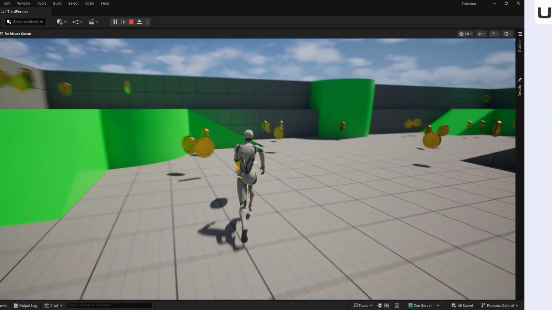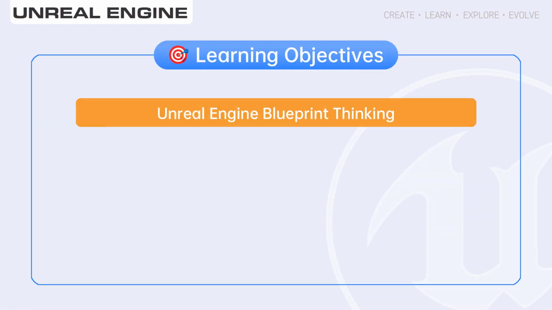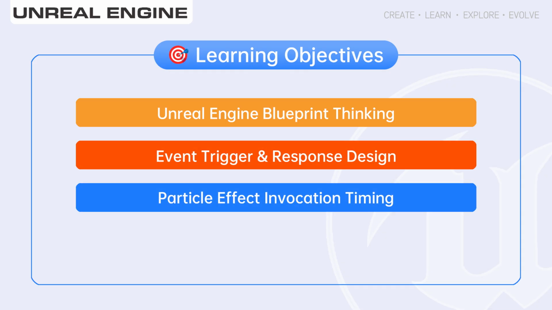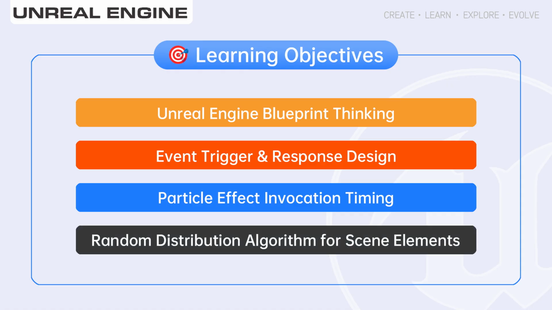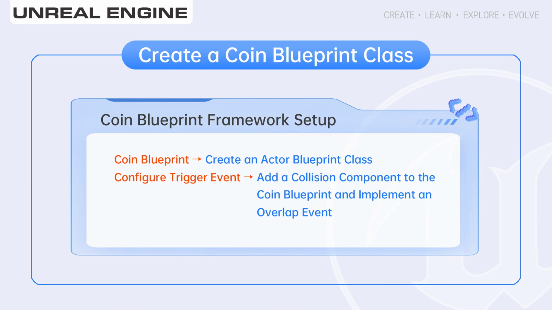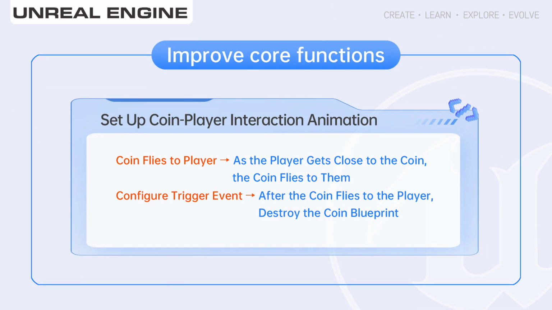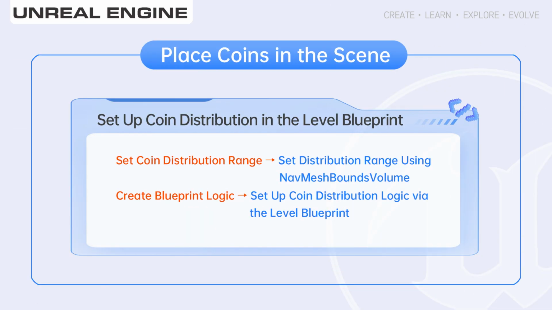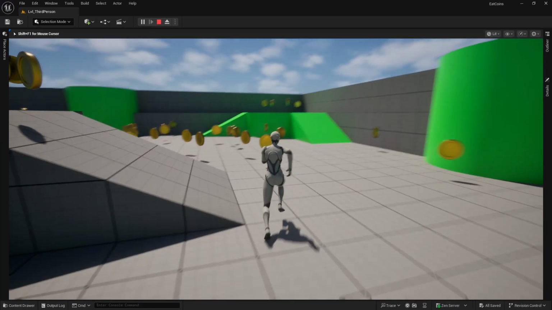By the end of this lesson, you'll have a good understanding of how to think in terms of blueprints in Unreal Engine, how to design event triggers and responses, when and how to call particle effects, and how to randomly distribute scene elements. To help you get comfortable with all of that, we'll go through 5 main steps: project setup and asset preparation, building the basic blueprint framework, developing the core functionality, adding and integrating visual effects, and finally, random placement and testing of scene elements. We'll go over each step carefully, one by one.